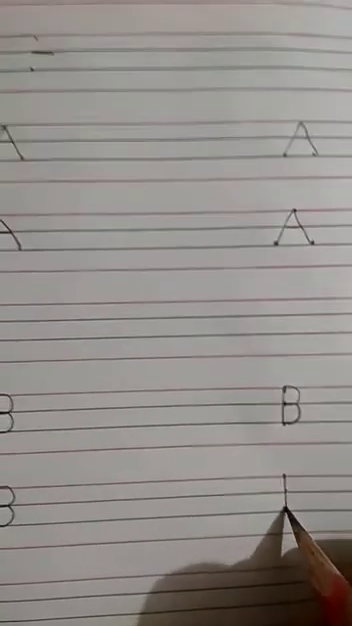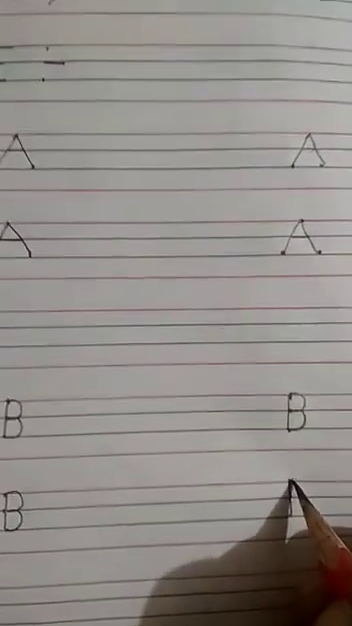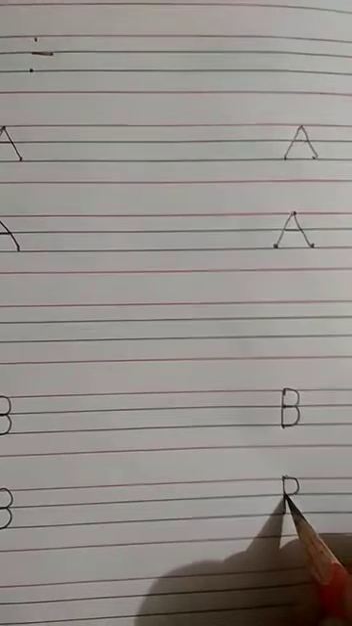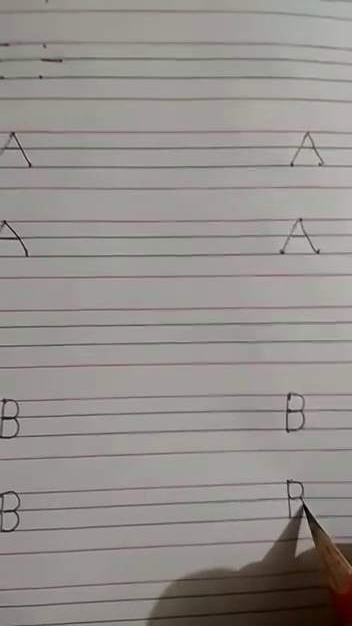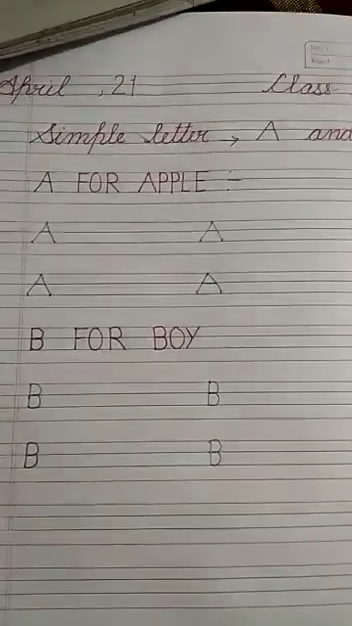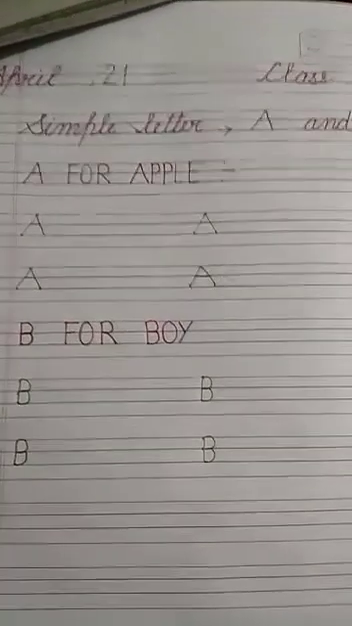Go and write down. Make a standing line. Go to the top point. Make the first semicircle. Move back and make the second semicircle. B for boy. You have to speak and write. Okay. Do your work neat and clean, proper formation.